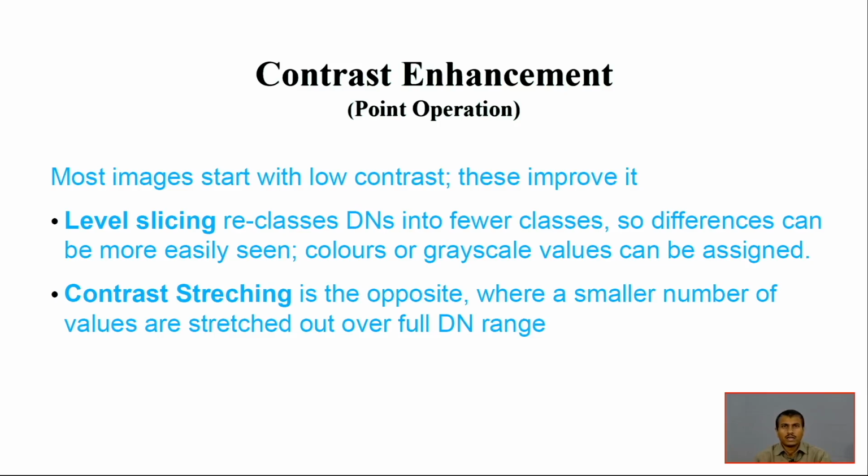In point operations, there are two categories we are going to apply. Most images start with low contrast, which can be improved using level slicing, meaning reclassing the digital number. So, what is a digital number? Digital number is nothing but the brightness value of the pixel. What is a pixel? In an image there are pixels in the row and pixels in the column, which represent the spatial characteristics of the surface.